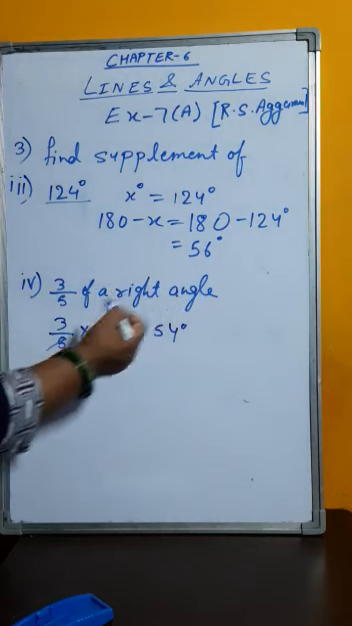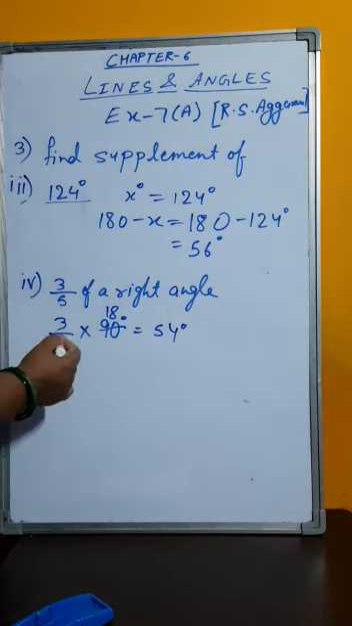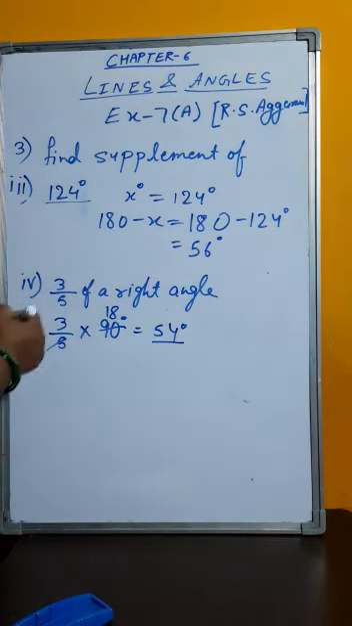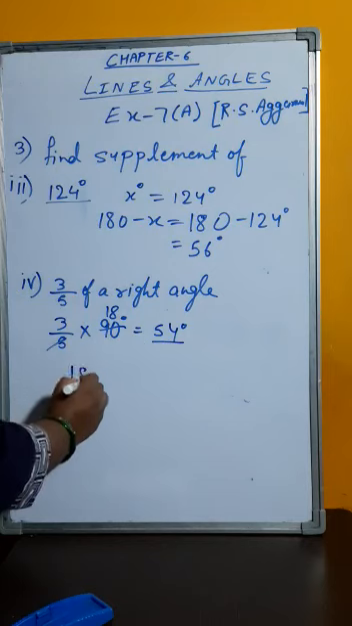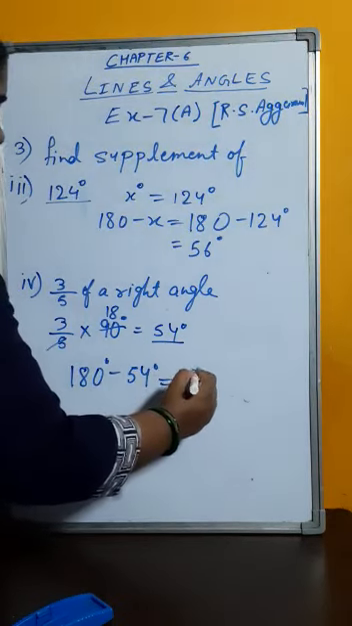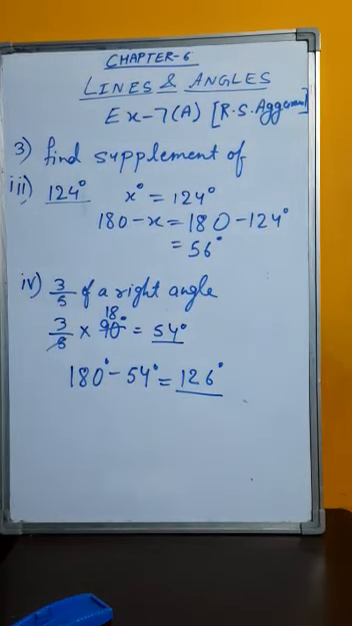Now come to the next question. 3 by 4 of a right angle. So it is 3 by 4 into 90. When we cancel, we have 45 into 3, which is 54 degree. So for finding its supplement, we can write 180 minus 54. If you subtract it, you will get 126 degree. So 126 degree is the supplement of 54 degree.